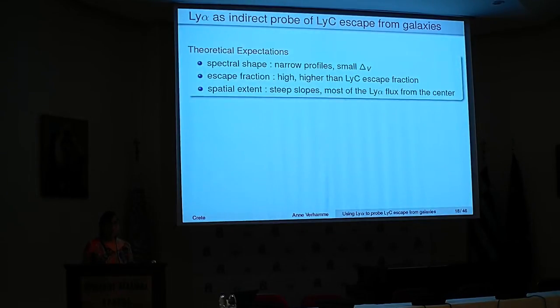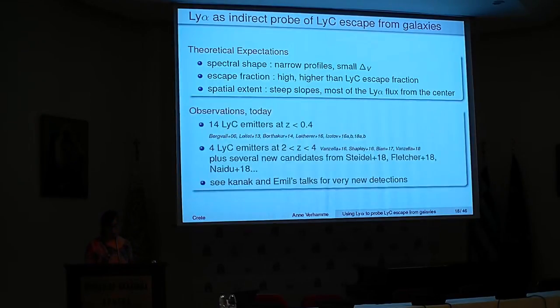Okay, so let's come back to Lyman continuum escape from galaxies. There are theoretical expectations. For example, on the spectral shape, Lyman continuum leakers should have a narrow profile and small delta V. On the escape fraction, the Lyman alpha escape fraction should be high for Lyman continuum leakers. And on spatial extent, I would predict very compact, not extended, Lyman alpha halos around Lyman continuum leakers. And I will use the observations that are known so far to compare with the theoretical expectations.